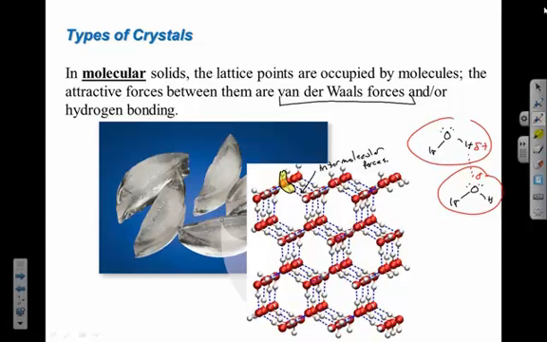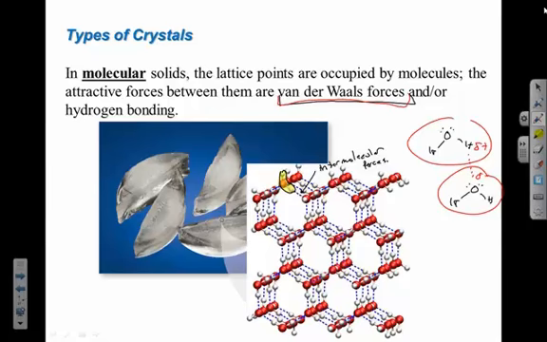Right? So the properties of the solid depend on the types of attractions that are required to keep it in the solid state. In a molecular solid, intermolecular attractions are required to keep it in the solid state. In a covalent solid, covalent bonds are what's keeping it in the solid state. So it's a big difference in the strength of the attraction.